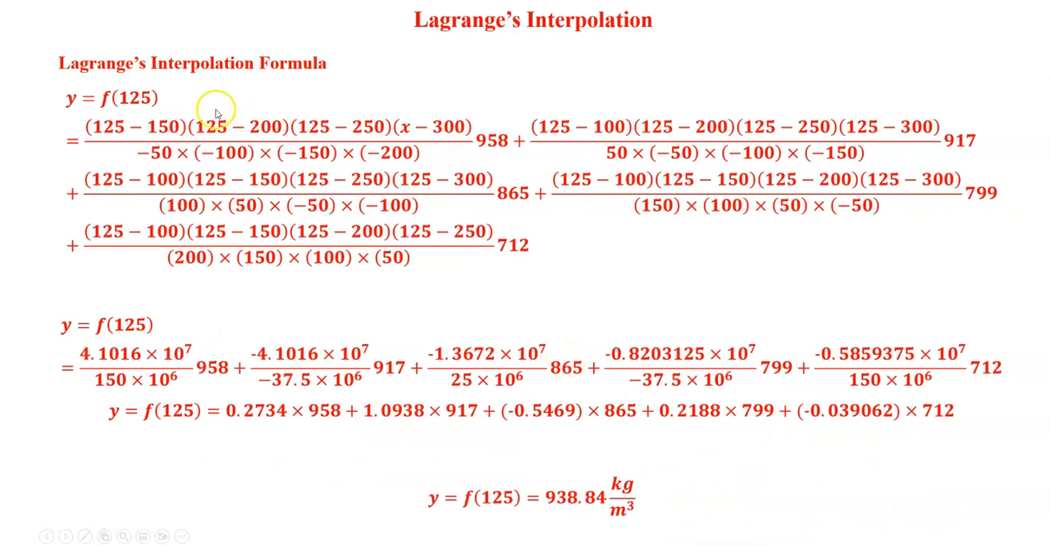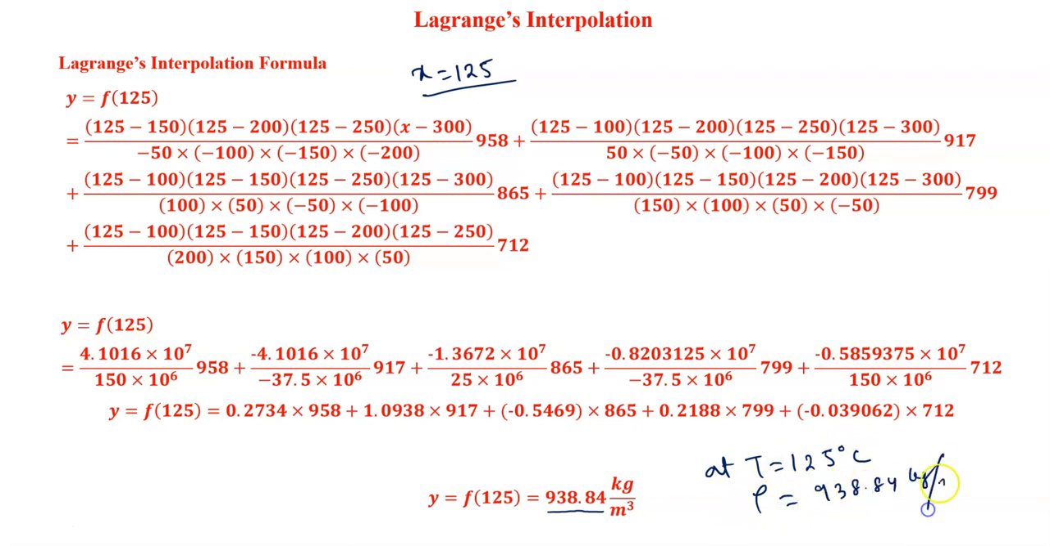Now we have to calculate the density at x equal to 125. We plug in x equal to 125, and then if we calculate, finally by using Lagrangian interpolation the density is 938.84 kg per meter cube. So at a temperature of 125 degrees centigrade, the density will be 938.84 kg per meter cube. This is the answer, and we got this answer by using Lagrangian interpolation.